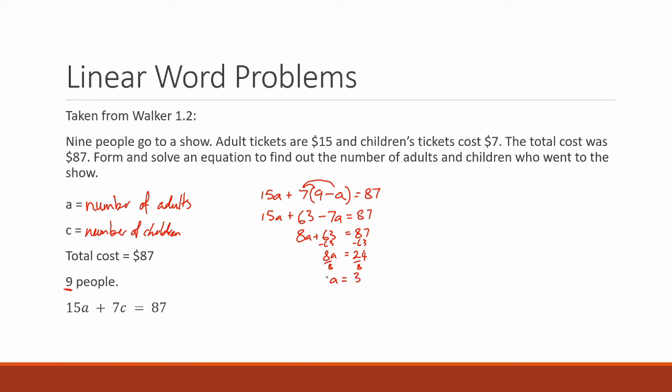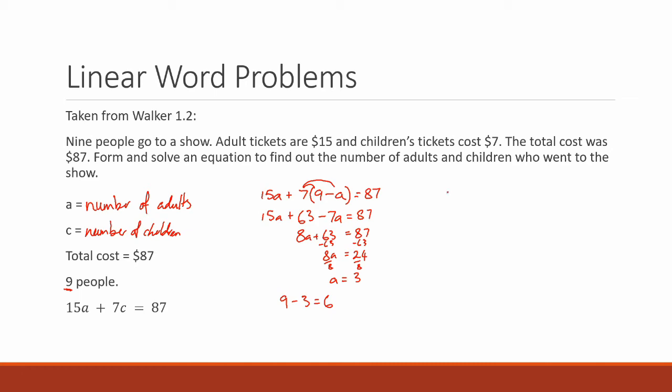Now we need to remember, what does my A value represent? We've decided that A represents the number of adults. We have 3 adults. We need to find out the number of adults and the number of children. From here, we could just quickly say 9 minus 3 is 6. So there are 6 children and 3 adults. But we'll also quickly solve for C by substituting A in.